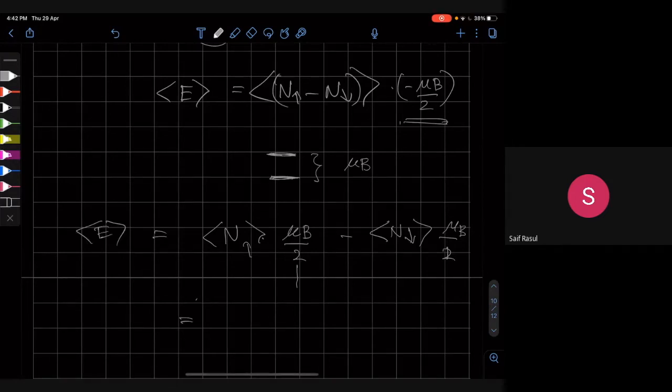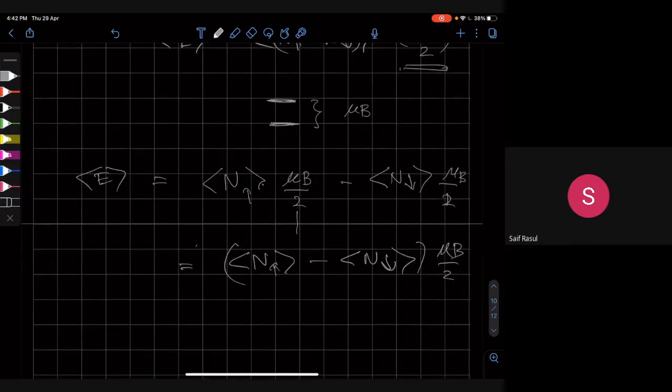So this is going to be n up minus n down times mu b by 2, up to some minus sign or something. And then because it's a linear thing, okay? That makes sense. I was thinking I needed to find some expression for n up and n down, but I didn't think about substituting it the other way around. Yeah, it's good. I think it's a good problem to think about.